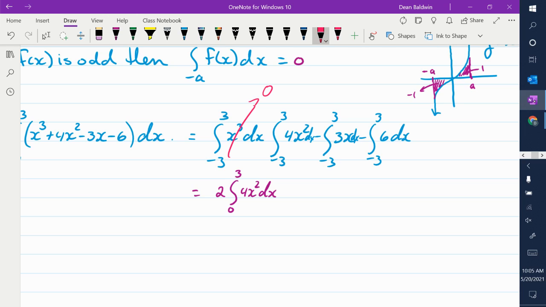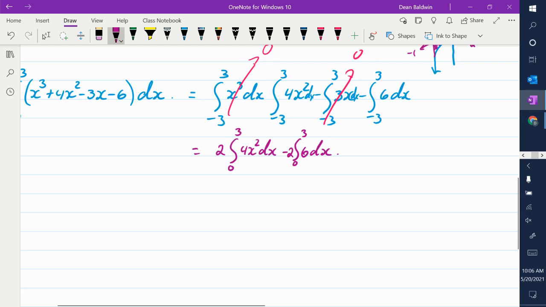What about this? Even or odd? What's the exponent? It's odd, right? Because the exponent's 1. That's a line through the origin. Okay? So that goes to 0. Next one, 6, even or odd? What's the exponent? It's even because it's x to the 0, right? So minus 2 times the integral from 0 to 3 of 6 dx. Okay, so we just got rid of 2 bits of it. We don't have to deal with those. You know those are 0.